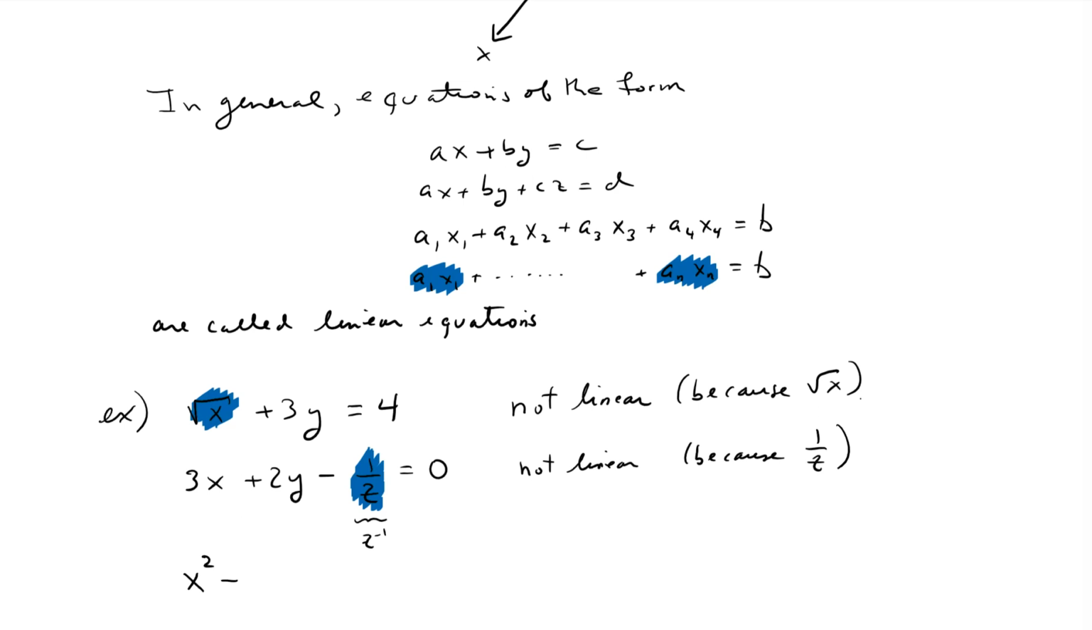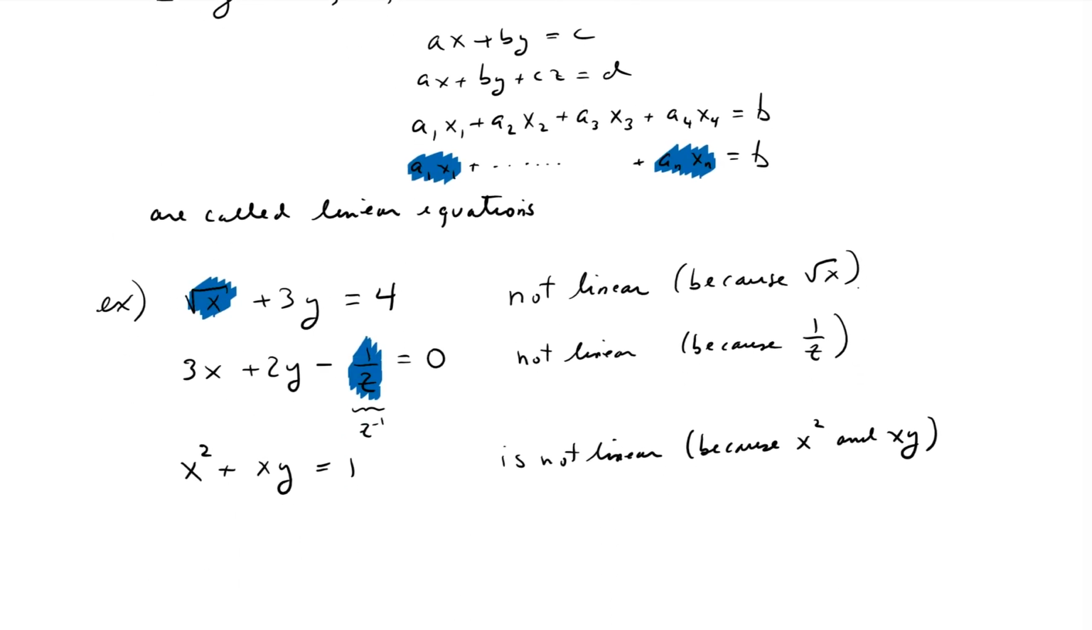If you've got x squared plus xy equals 1, here it's not linear for 2 reasons. We're not allowed to have an x squared, and we're not allowed to have a product of variables. So if you've got a mixture of x and y multiplied together, or 2 variables multiplied together, that's a no-go, at least if you want to be linear.